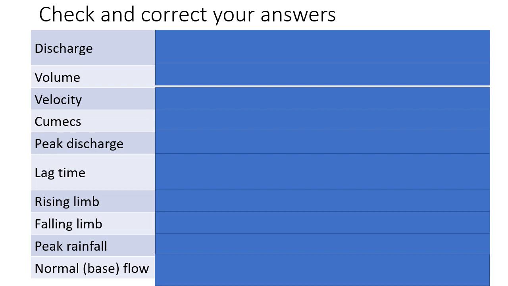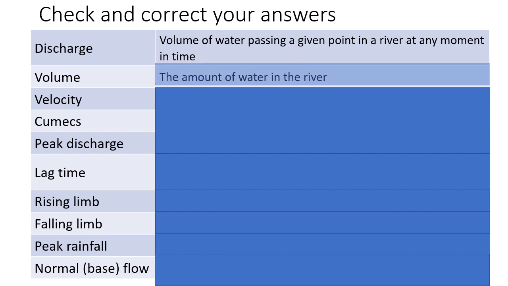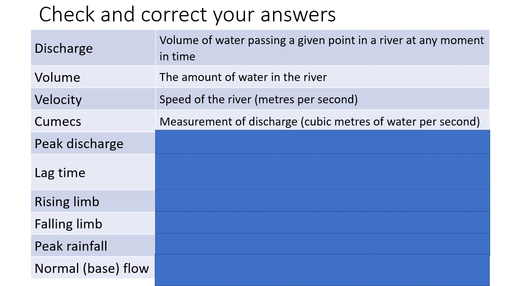Okay, so I hope you've had a chance to go through them. Let's go through them quickly. So discharge is the volume of water passing a given point. Remember, it's measured in cubic, we'll come to that later. The volume of water is the amount of water in there. The velocity is the speed, which we measure in meters per second. Qmax we've already talked about, and that will be the volume times the velocity, okay, which is a measurement of discharge. So the cubic meters per second flowing past you.